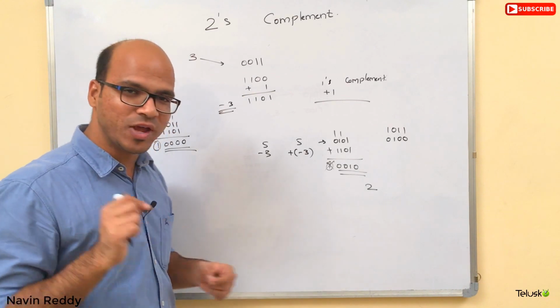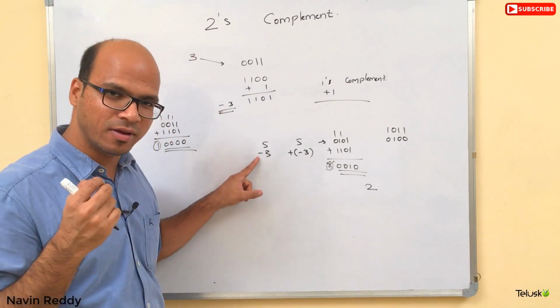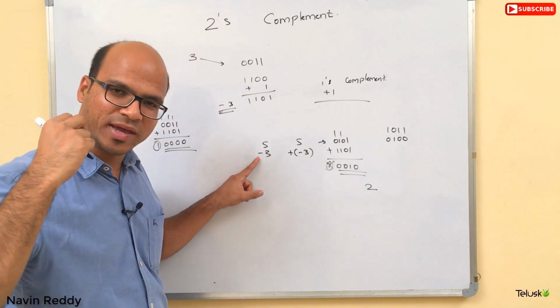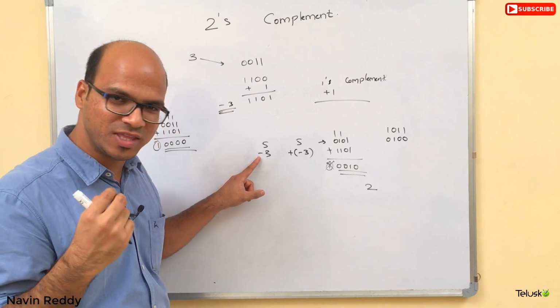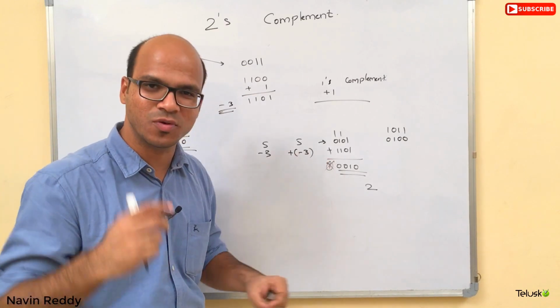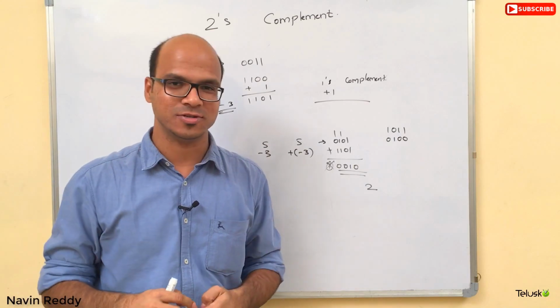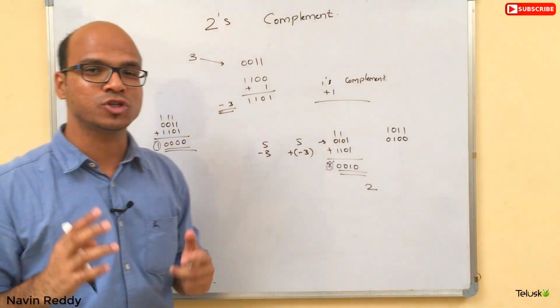So what we are doing here is we are getting a subtraction operation with the help of an addition operation, right? So 1 circuit, 2 operations. So that's the importance of 2's complement.